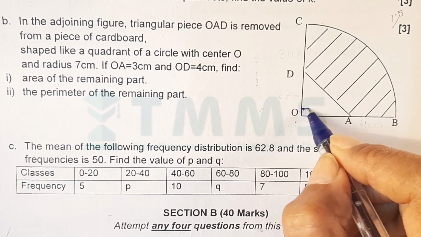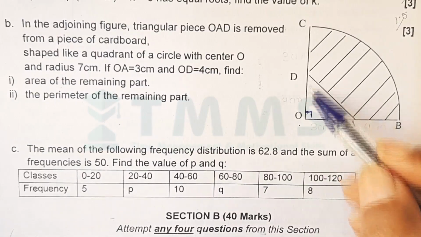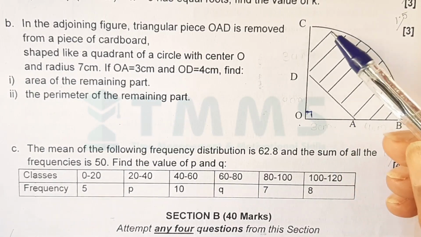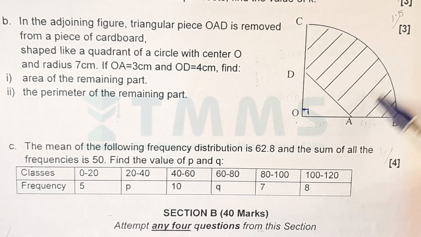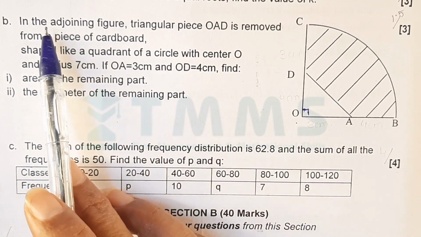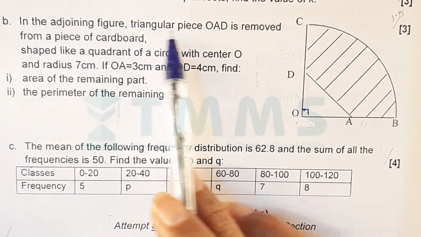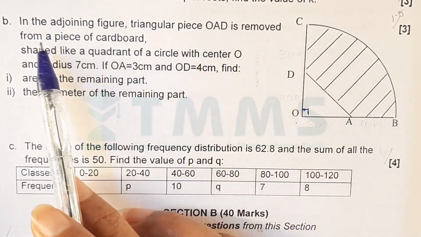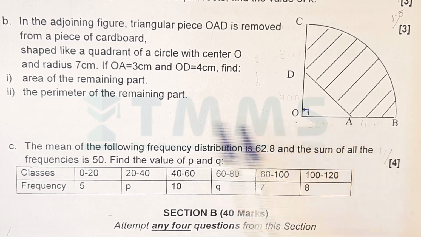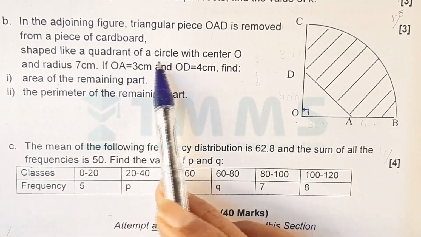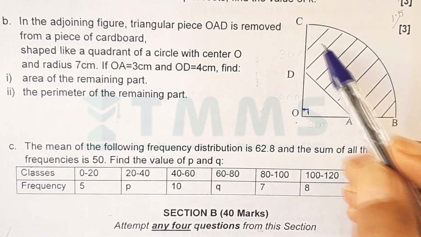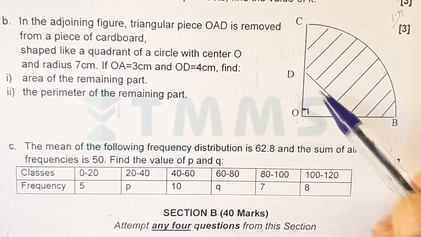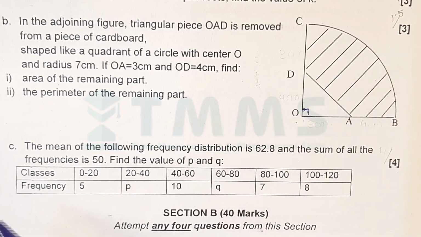This is given as 90 degrees here. And then you will see there is a triangle, and you are expected to find the area of the shaded region. Look at that. In the adjoining figure, triangular piece OAD is removed from the piece of cardboard, shaped like a quadrant of a circle with center O. So we see this is a quadrant, and from that this piece is cut out.